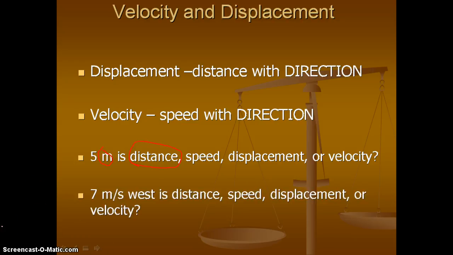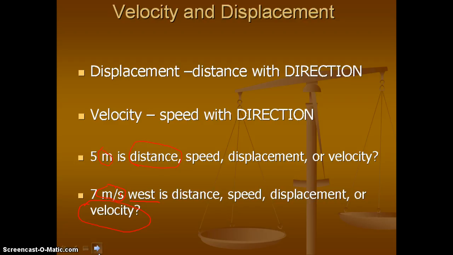How about 7 meters per second west? Is that distance, speed, displacement, or velocity? Again, we start by looking at the units, meters per second. So first, is that distance or speed? That's going to be speed because seconds here is a time unit. So now we have to decide, is that speed or velocity? Does it have a direction? West is a direction, so this guy here is going to be velocity. So it's speed with direction.